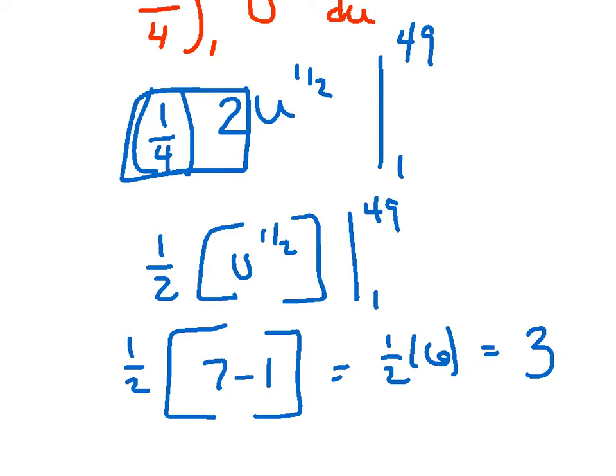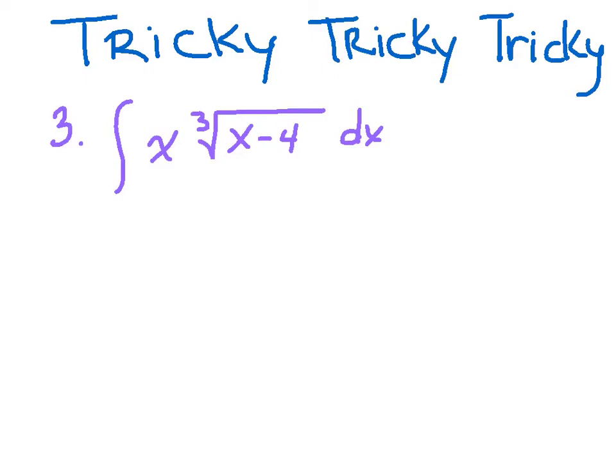All right, so that's our u sub with our definite integrals, our integrals with bounds. All right, I think we've built up and we're ready for the ugly ones. Here we go. All right, tricky, tricky, tricky. This one's a little nasty. Now, it doesn't look any nastier than the other ones, but you'll shortly find out what I mean by that.